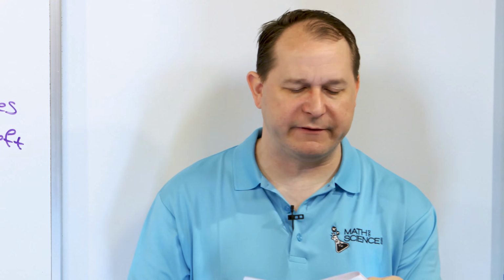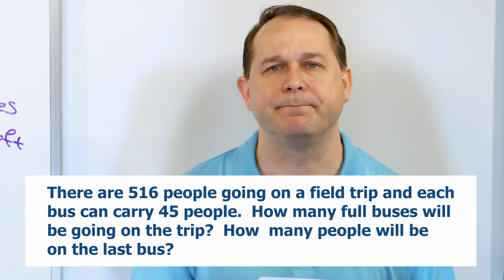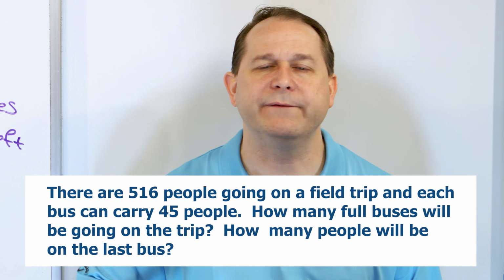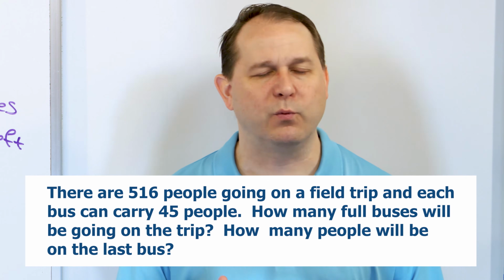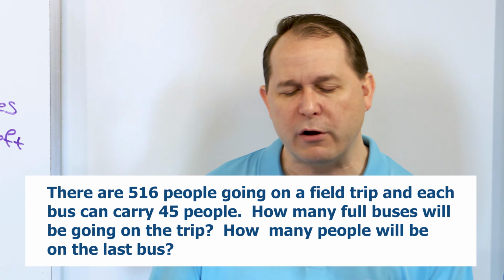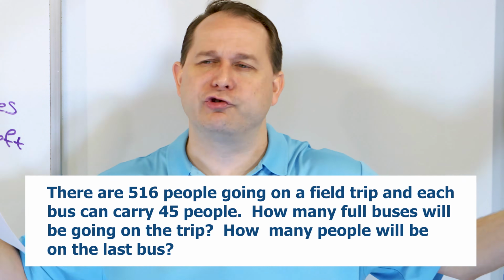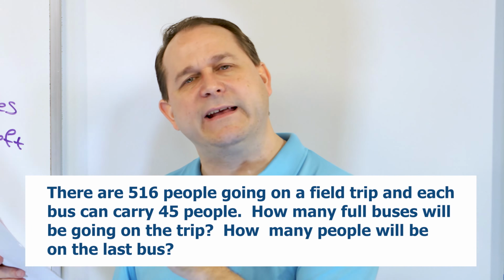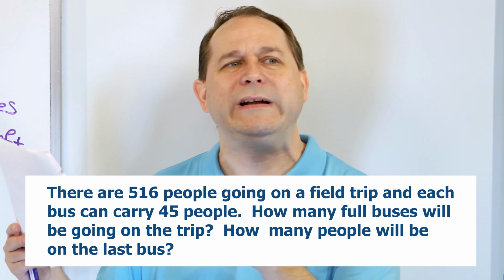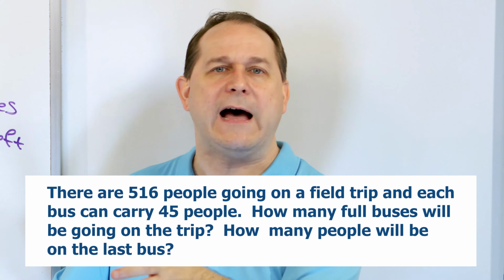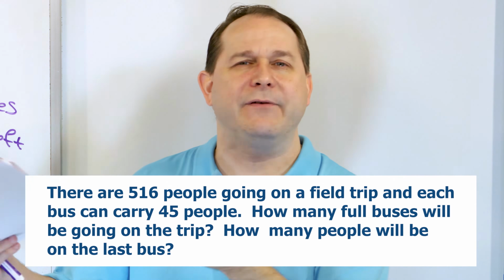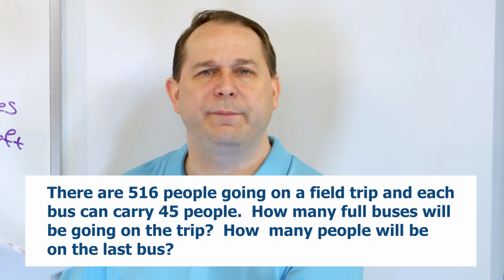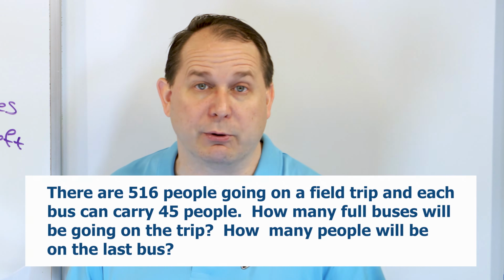There are 516 people going on a field trip, and each bus can carry 45 people. How many full buses will be going on the trip? How many people will be on the last bus? So you know this is a division problem because you have a large group of people, and then you have buses that can carry 45 each. So we need to divide into groups of 45. Each group of 45 will be its own bus. But if I have any leftovers, then those people will just take a bus with fewer people on it, okay?